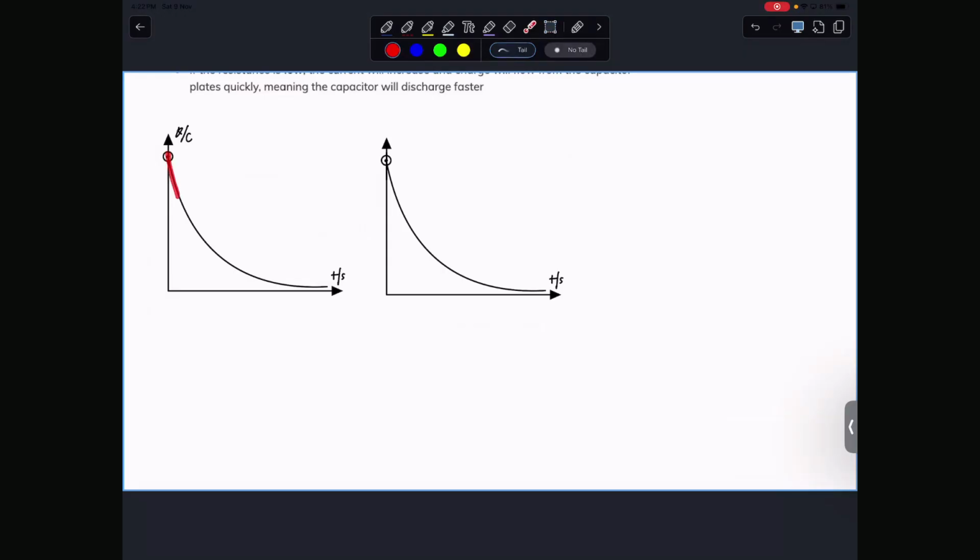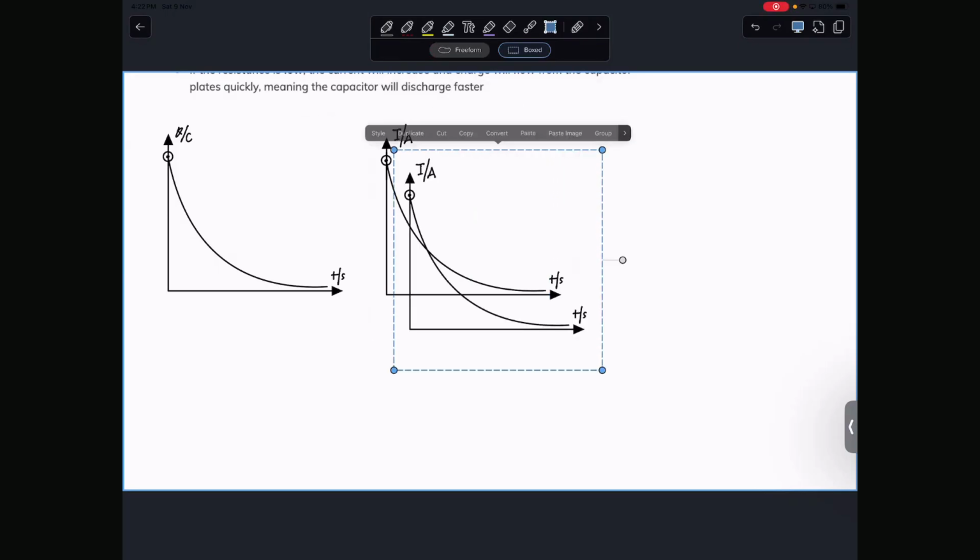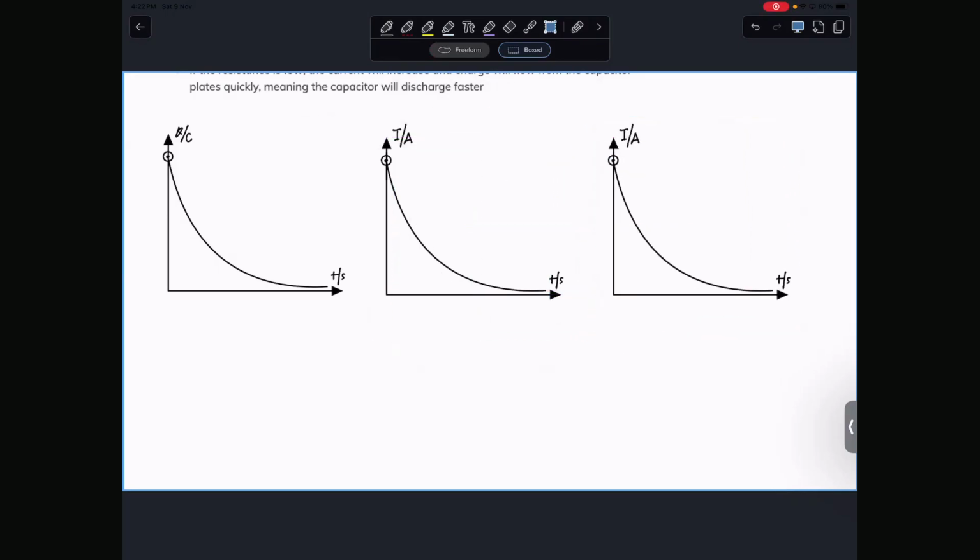What does the gradient of the graph give you here? Current, right? So the highest current is at the start, and then the current becomes 0. So you can say that this is the graph for what as well? Current versus time. Now, if I want to find out the voltage, we know we can use Q equals CV, but there's another way.